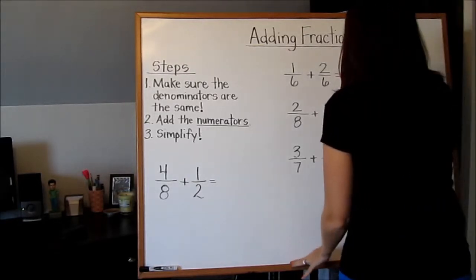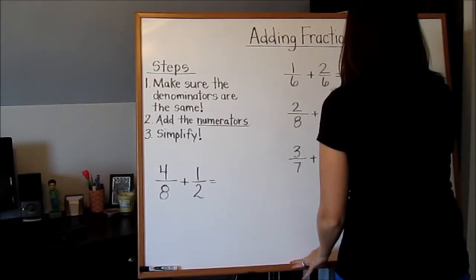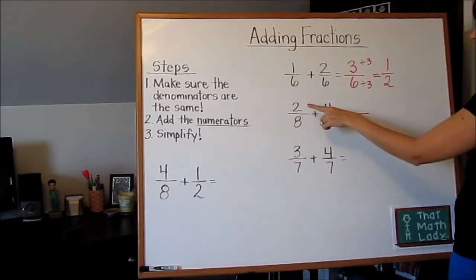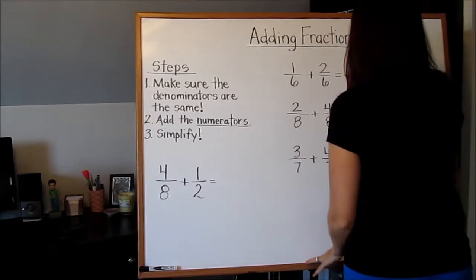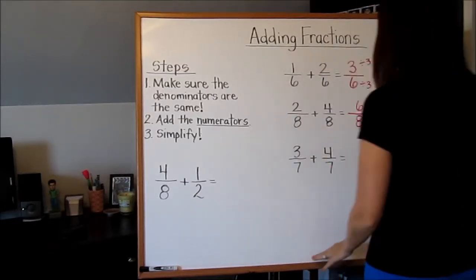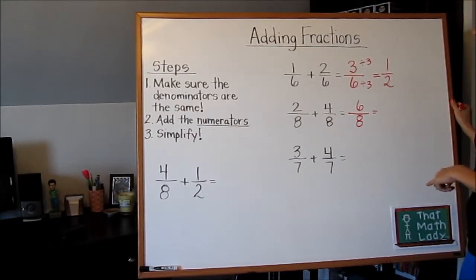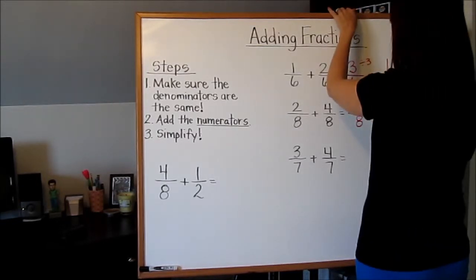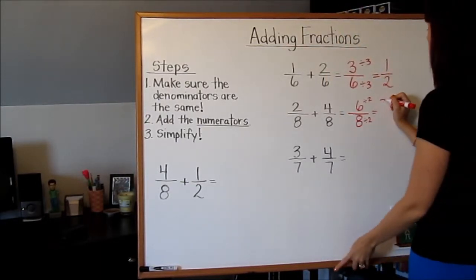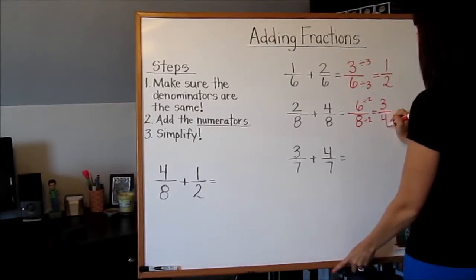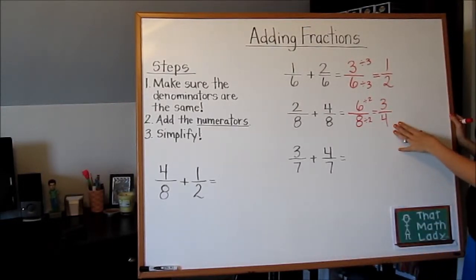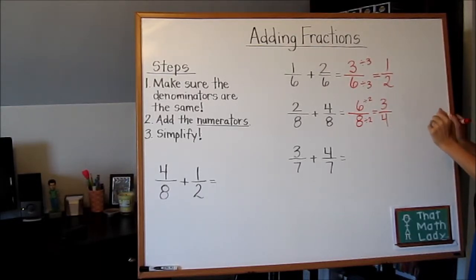My denominators are the same, so I'll move my denominator over. And then 2 plus 4 equals 6. 6/8 can be simplified. The number 2 goes into both 6 and 8 evenly. So if I divide both by 2, 6 divided by 2 is 3, and 8 divided by 2 is 4. So 6/8 can be simplified to 3/4. So 2/8 plus 4/8, when simplified, is 3/4.